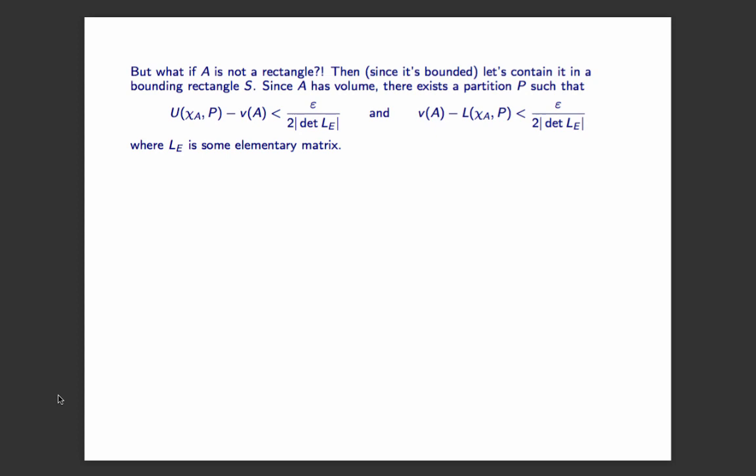So I can bound the difference of the upper sum minus the volume, which of course is necessarily non-negative, to be bounded above by any arbitrary positive epsilon divided by 2 times the determinant of LE, where LE is some elementary matrix. And I can also bound in the same way the difference of the volume of A and the lower sum. And of course, this is necessarily non-negative as well.